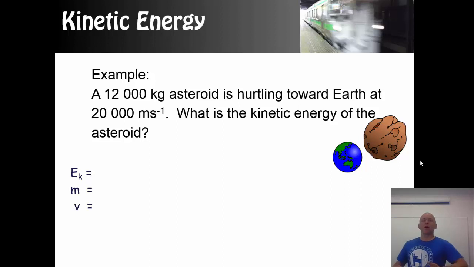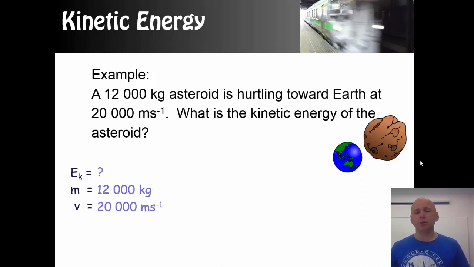So once again, we write down what we know and what we don't know. What we're looking for, what we don't know, is EK, so let's put a question mark there. The mass is 12,000 kilograms. That's one heavy rock. And its speed is 20,000 meters per second. That's one heavy rock traveling at one incredible speed.